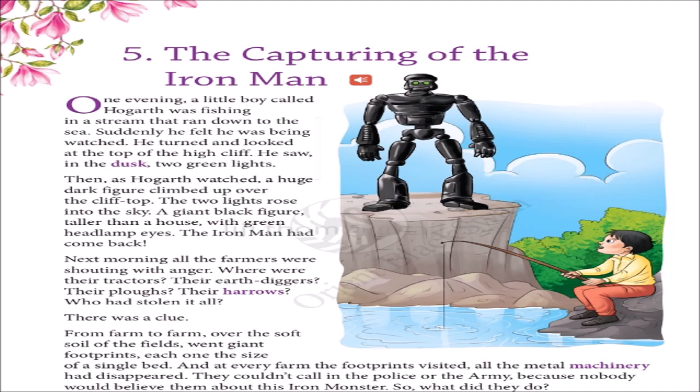Then, as Hogarth watched, a huge dark figure climbed up over the cliff top. The two lights rose into the sky. A giant black figure, taller than a house, with green headlamp eyes. The Iron Man had come back.